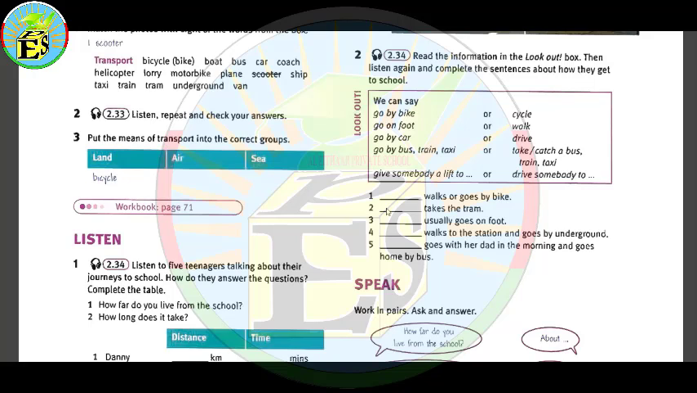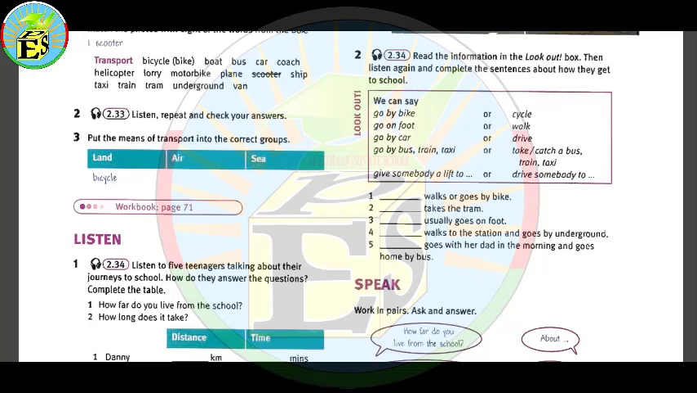3. Craig. How far do you live from the school? I live just round the corner, about 200 metres. So do you go on foot? Yes, usually. Or sometimes I go by bike. How long does it take? Just 2 or 3 minutes.